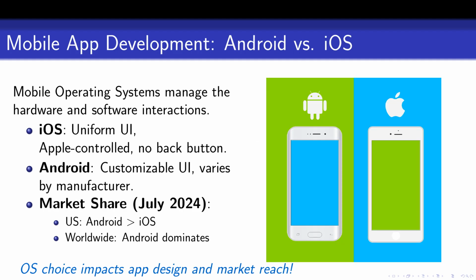Mobile operating systems are the backbone of these devices, managing hardware and software interactions. iOS, controlled by Apple, offers a uniform user interface, but is limited to Apple products only. Android, on the other hand, is customizable, with UIs varying by manufacturer. In July 2024, Android led iOS in US market share and dominated globally. Your choice of OS shapes your app's design and how far it can reach.